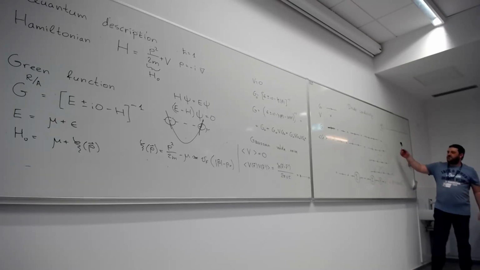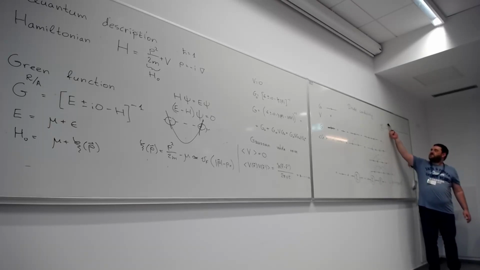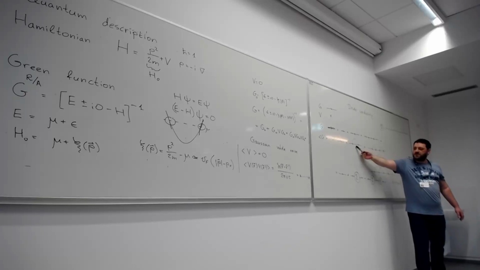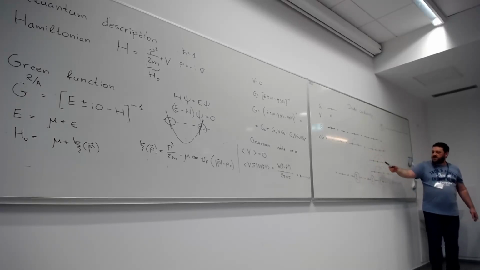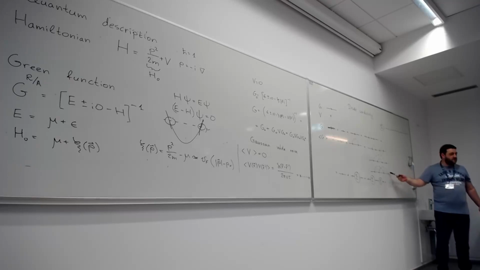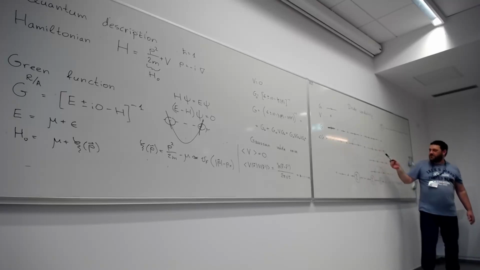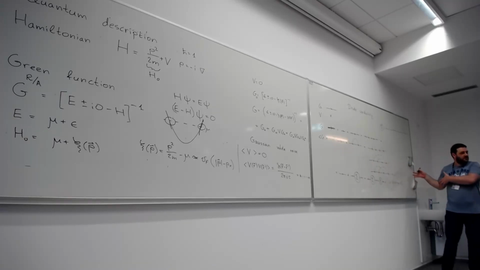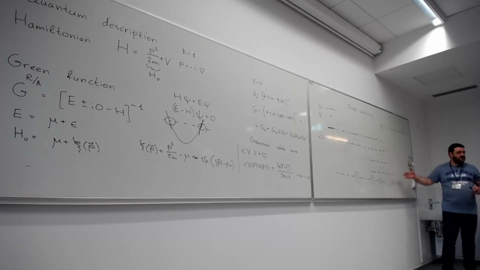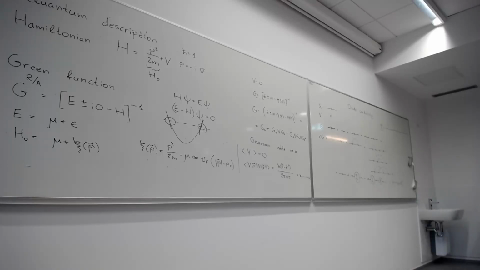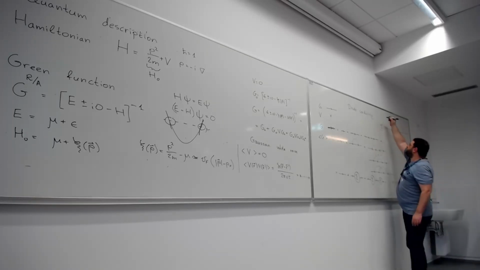So if, for example, sigma contains only this first part, I will reproduce this diagram from here, this diagram from here, but not these two. So I have to add them to sigma. Then this first part will also reproduce these two diagrams, and you can continue this further and see how this whole series can be reproduced by adding new terms to the self-energy. This is the self-energy.